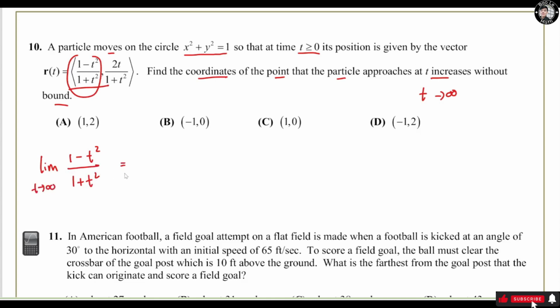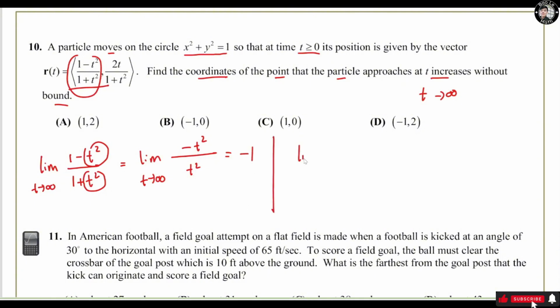Now you're going to use the relative growth rate. This guy right here grows faster than this one, so you can ignore 1, right? So it could be the limit of negative t squared over t squared when t approaches infinity, right? So it could be t squared divided by t squared, it could be 1, so the answer is negative 1, right?